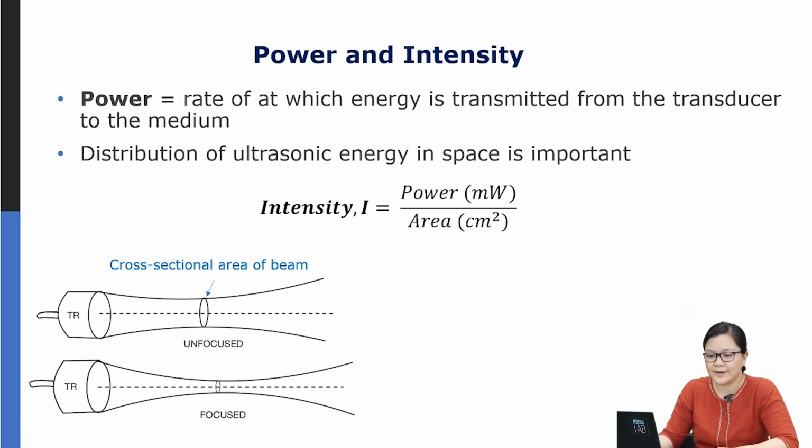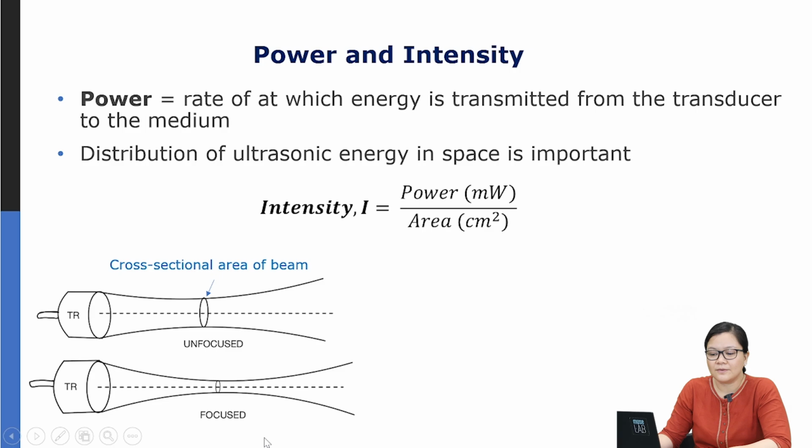So when we talk about different ultrasound beams, here I show a schematic of what an ultrasound beam would look like for an unfocused transducer right here. The area of the beam that we consider in this equation of intensity is the cross-sectional area. So what I highlighted here is the beam at its focus. So A would be the cross-sectional area of the beam at its focus.